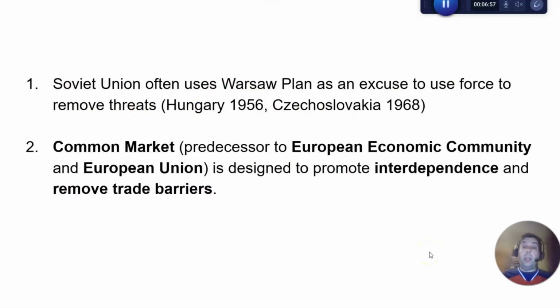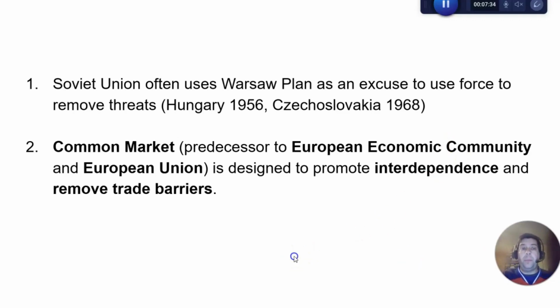The Soviet Union uses the Warsaw Pact to use force in Hungary in 1956 and Czechoslovakia in 1968, to remove threats to communism and to their influence. Then we have the common market, then the European Economic Community, then the European Union. It's kind of the evolution of that, and the word you should think of there is interdependence. Remove trade barriers, make travel easier. Again, the common market idea was that all of Europe is the same market that maybe can compete with countries like the United States.